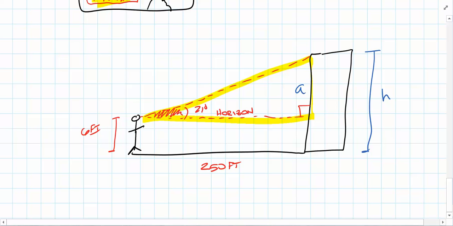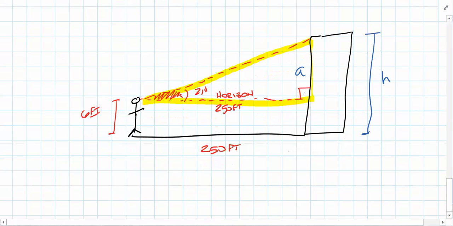Okay, so if I'm 250 feet away, that means that my distance from my horizon line is 250 feet. So is the horizon 250 feet? Yep, you got it. So that means that this is 250 feet. It's the same thing, right? So can I get A using some trig? I sure can, right?